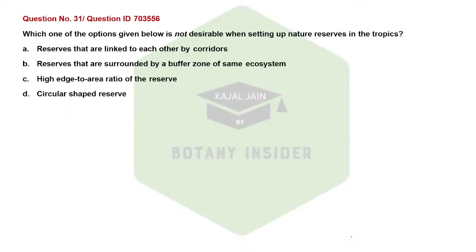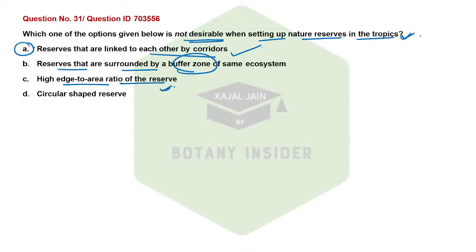Okay, let's do one more question. Give it a try, everyone. Which of the following options below is not desirable when setting up nature reserve in the tropics? You need to find out which of the following is not a desirable option if we are setting up a nature reserve in the tropics. First option is reserves that are linked to each other by corridors, then reserves that are surrounded by a buffer zone, then high edge to area ratio, then circular shaped reserves.